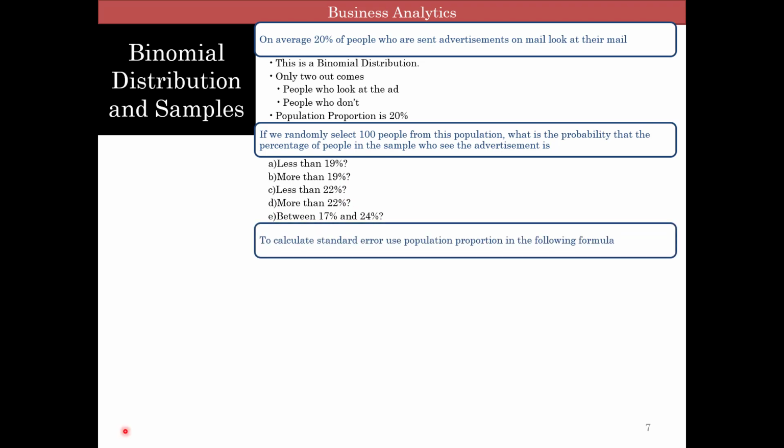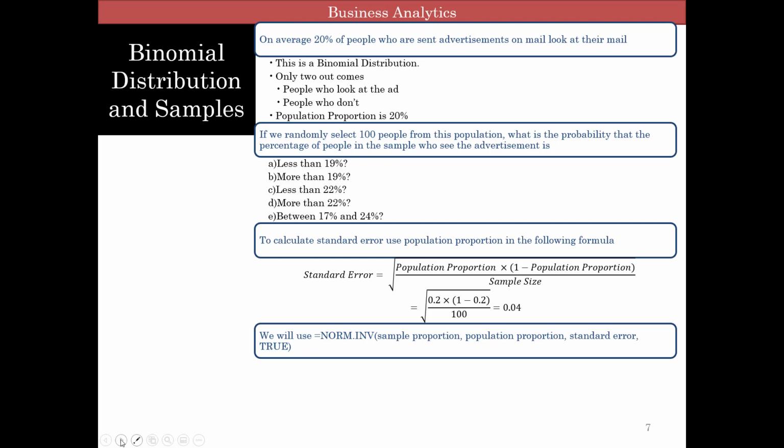So you will have to calculate standard error for population proportion, and it has a separate formula than normal distribution. So here's the standard error: population proportion multiplied by 1 minus population proportion, divided by sample size, and you're taking the whole square root here. So you get 0.04, which is the standard error, or 4% is your standard error.